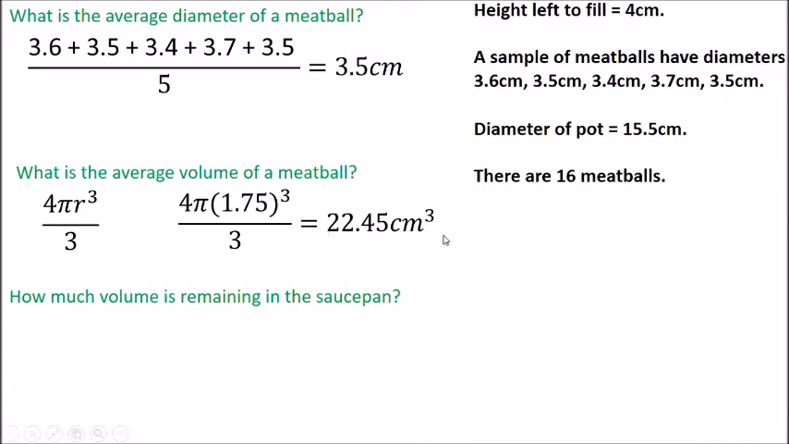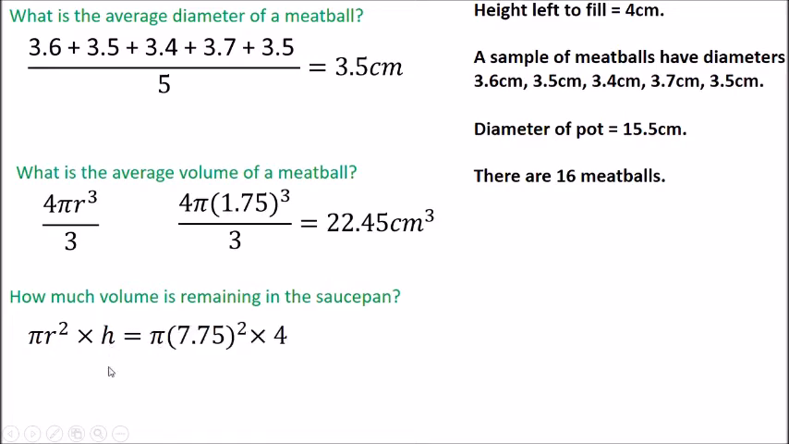Okay, so if I know how much space each meatball takes up, if I work out how much volume, so how much space is remaining in the saucepan, I'm going to be in a very good position to solve this problem. Okay, so remember what we said. Our saucepan has 4 centimetres left of empty space at the top of it. We know that that saucepan, it's roughly a cylindrical shape, so it's a cylinder. To find the volume of a cylinder, well, I just find the area of the circle and multiply it by the height, because a cylinder is a type of prism. Okay, so it's pi r squared multiplied by the height.